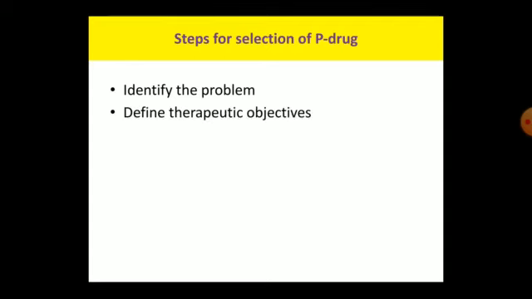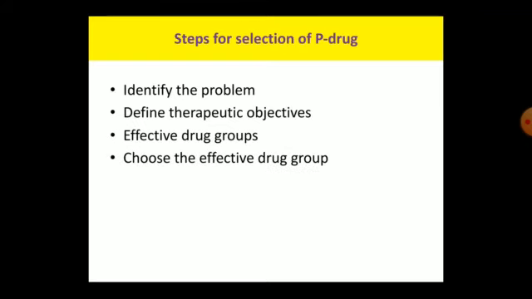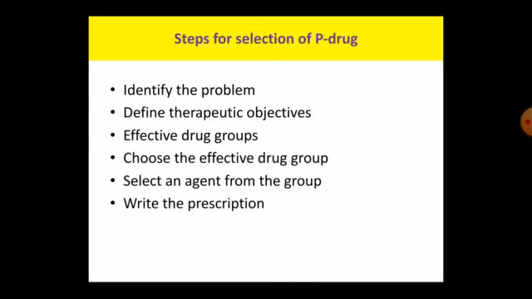So we start with the first case, and before going to that, let us quickly revise the steps for the selection of the P drug: identify the problem, define the therapeutic objectives, then list the effective drug groups for that condition. Out of these drug groups, which is the most effective drug group? Then among the drugs in this drug group, which is the most suitable agent? And then finally the prescription.